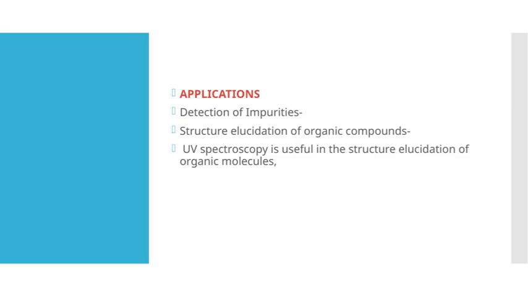Overall, UV spectroscopy is a powerful technique that not only helps us identify and quantify substances, but also provides insight into the molecular structure. Whether it's detecting impurities or elucidating complex organic structures, understanding how UV light interacts with molecules is key to advancing our knowledge in chemistry and related fields.